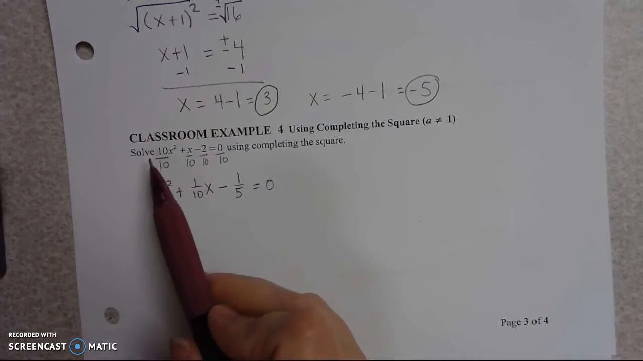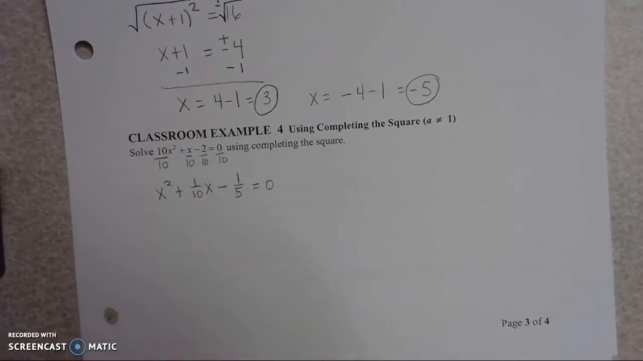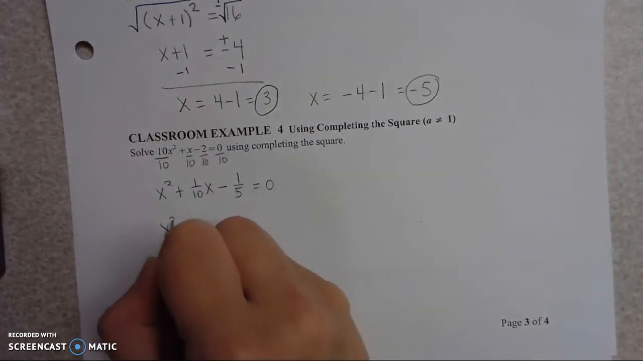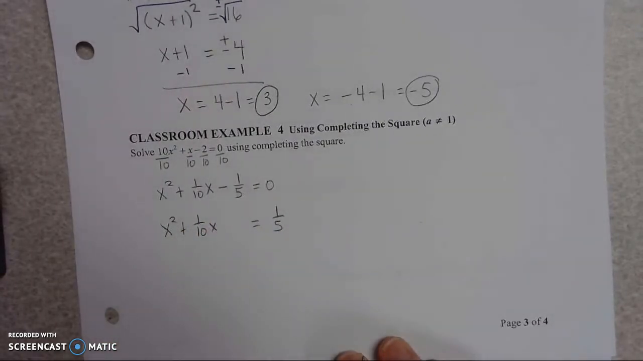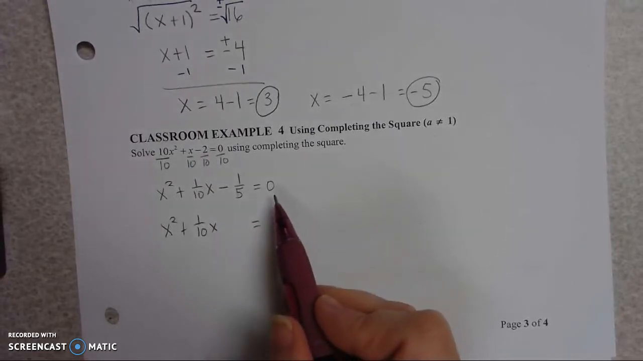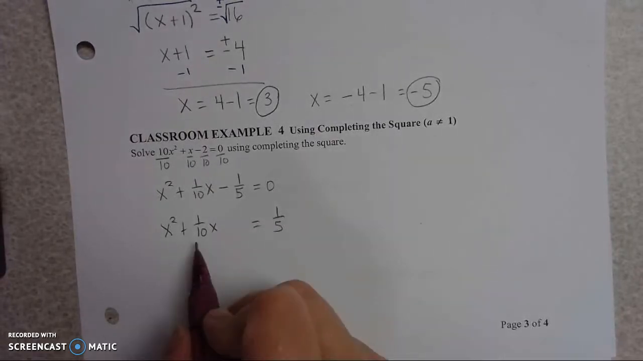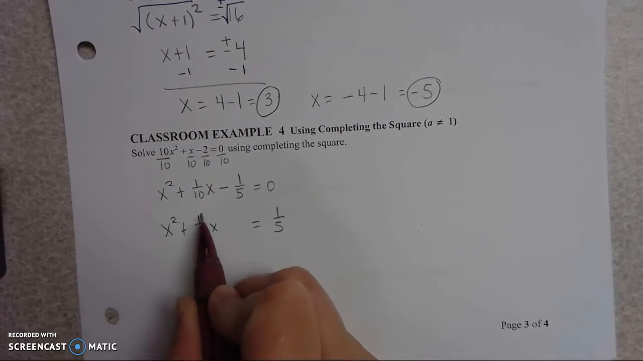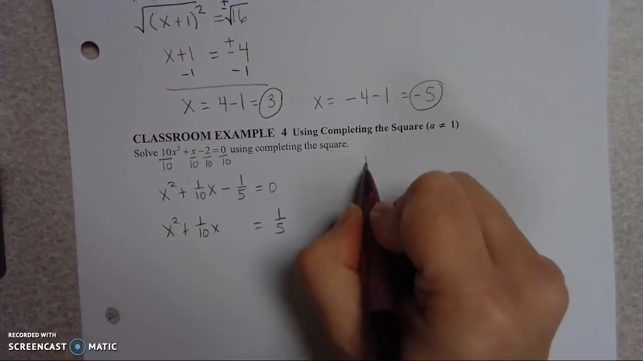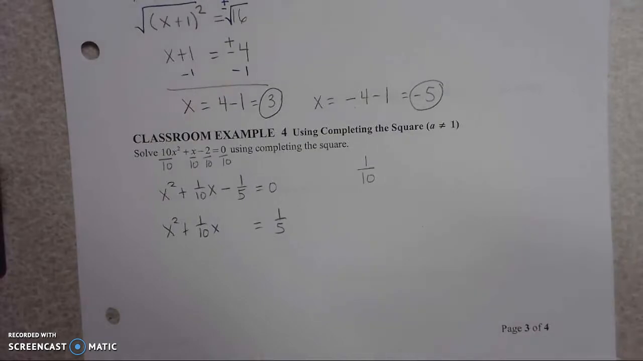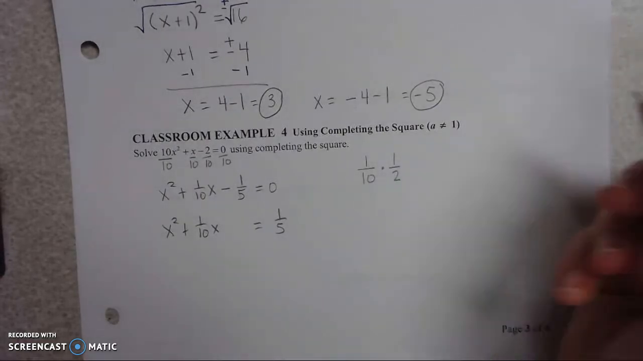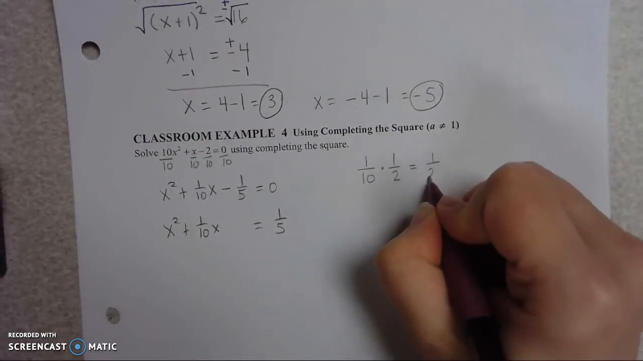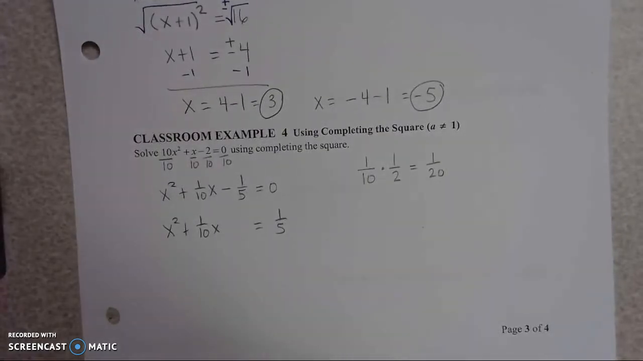Alright, so now that I've gotten rid of that a in front, that 10, I can proceed as usual. So we'll say x squared plus 1/10 x equals 1/5. So I took my constant and moved it across the equal sign to the other side. Now I'm going to take my b, which is always the coefficient of my x term, and I'm going to take half of it. Alright, and you can either divide by 2 or multiply by 1/2, whatever is easiest for you. Since it's a fraction, I'm going to multiply by 1/2, and I'll get 1/20.